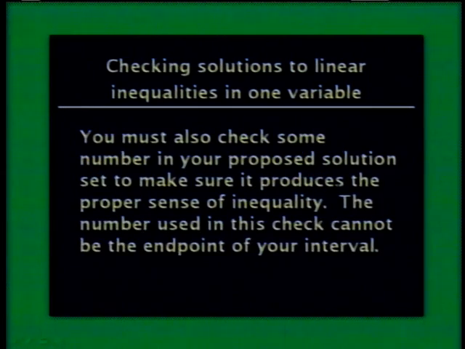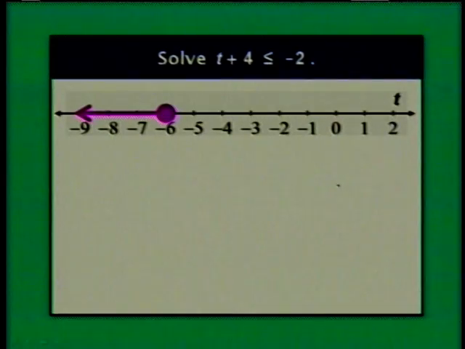Then we also need to check some number in our proposed solution set to make sure it produces the proper sense of inequality. And the number we use in this check cannot be the endpoint of our interval because, as I just mentioned, at the endpoint, the two sides of the inequality symbol are actually equal to one another. Now, that was a lot of words. Let's see some examples to make sense out of all that.